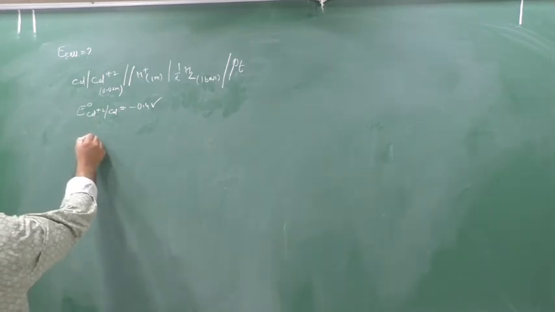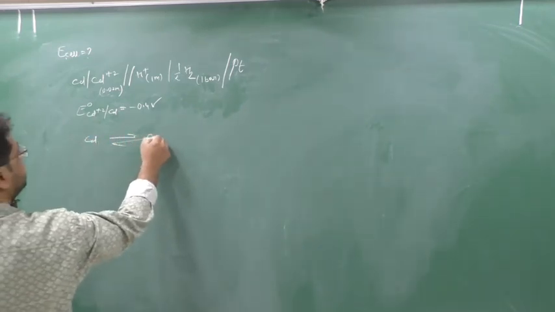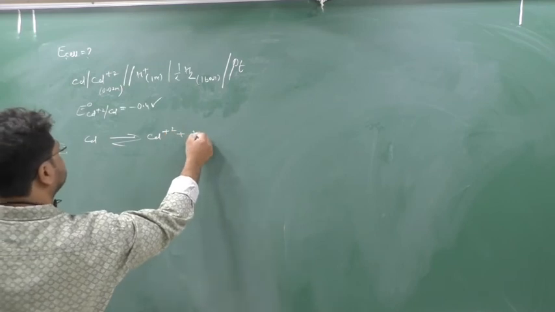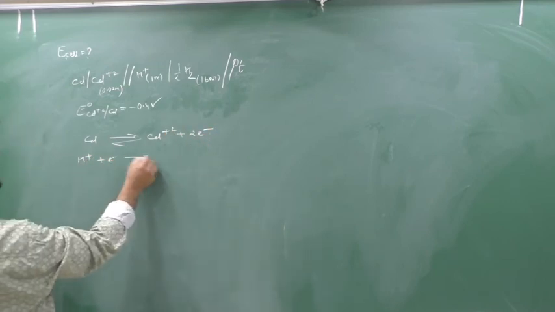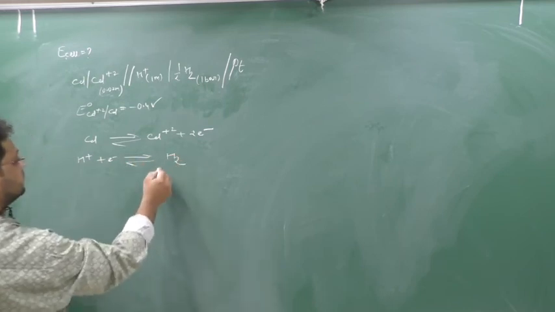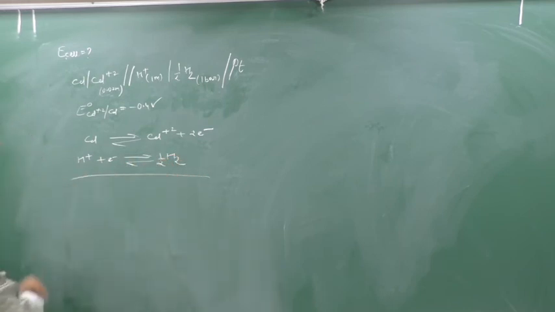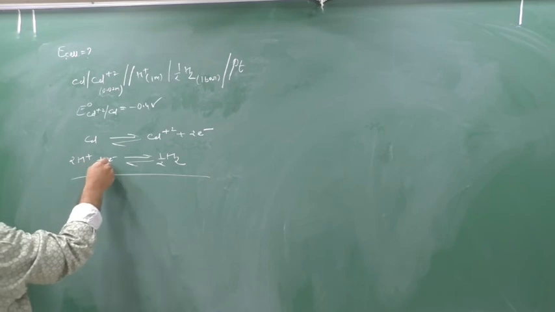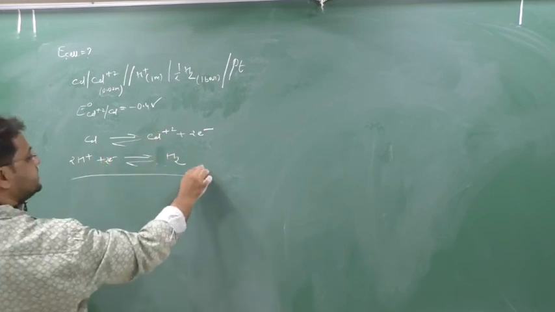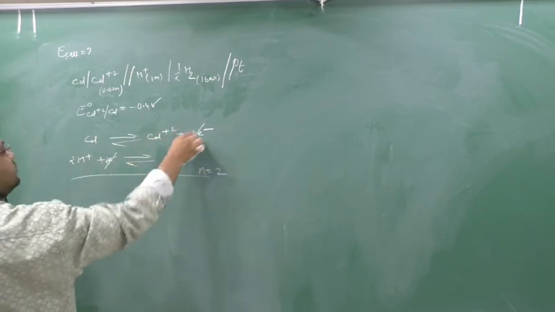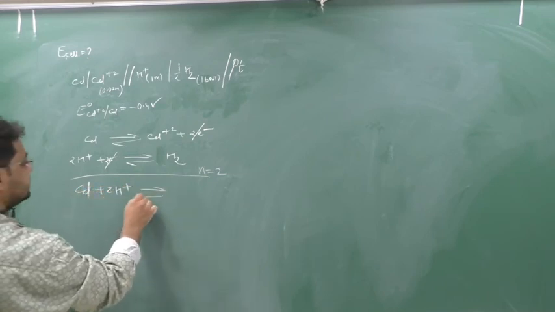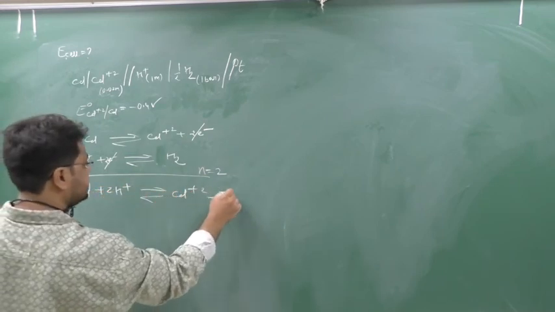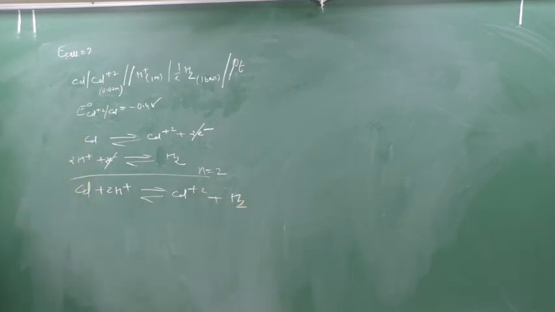Chalo. So at the anode, that is cadmium, will undergo oxidation, and at the cathode, reduction. The number of electrons will be 2 here, so n is equal to 2 here. 2 electrons. Cd plus 2H plus gives Cd plus 2 plus H2. Clear this part? Okay. Chalo.